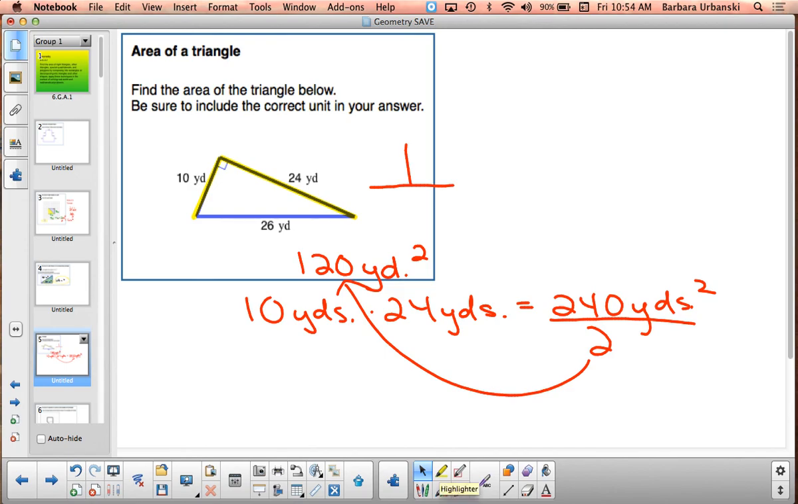Very, very important to know that the two lengths, the two dimensions, the measures you need are the two that meet at a right angle. And that is it.